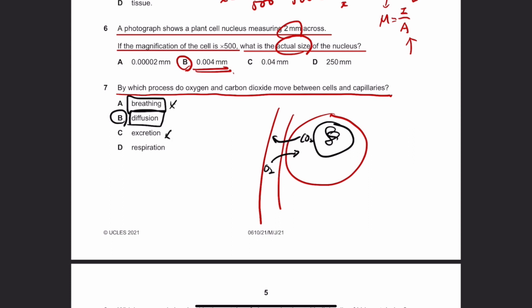Excretion is not quite right. Getting rid of carbon dioxide is excretion, but we are also taking oxygen in, so it's not excretion.